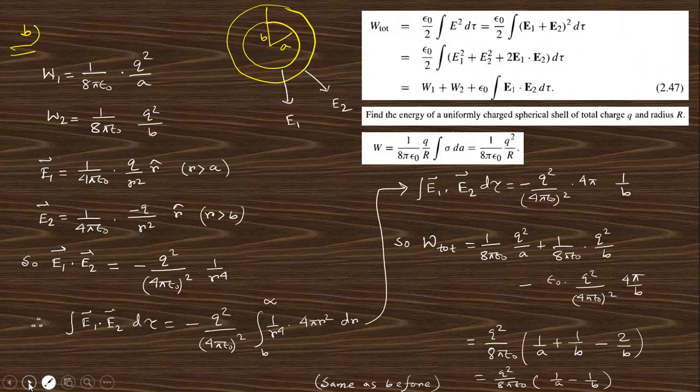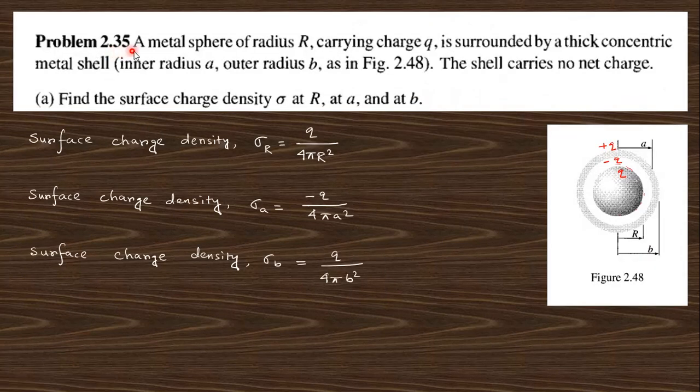so go to the next question. Problem 2.35 says: a metal sphere of radius R carrying charge q, so this charge will be on the surface of this metal sphere, is surrounded by a thick concentric metal shell with inner radius a and outer radius b. The shell carries no net charge.